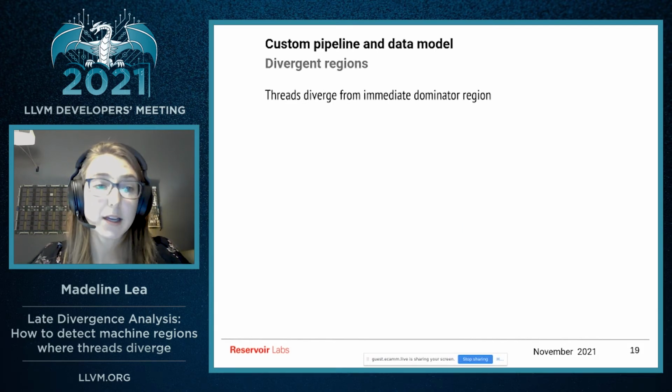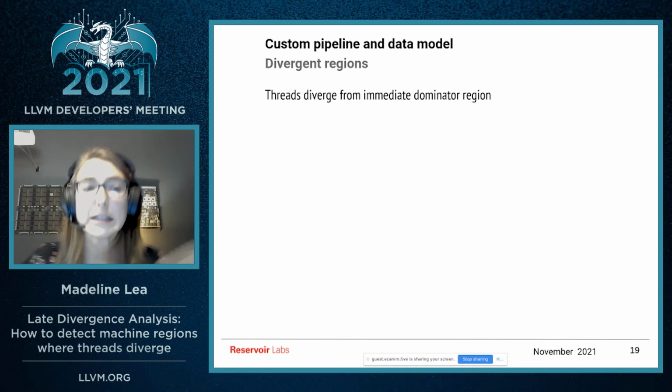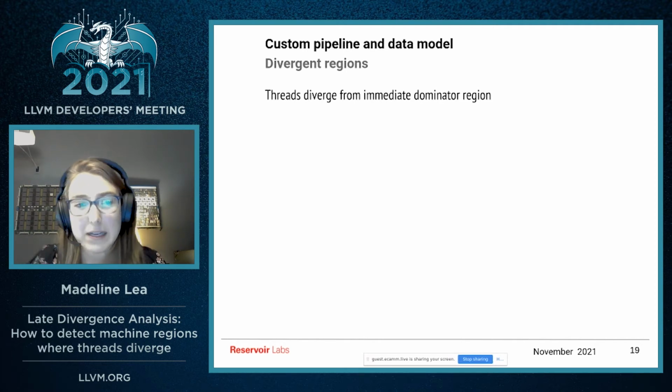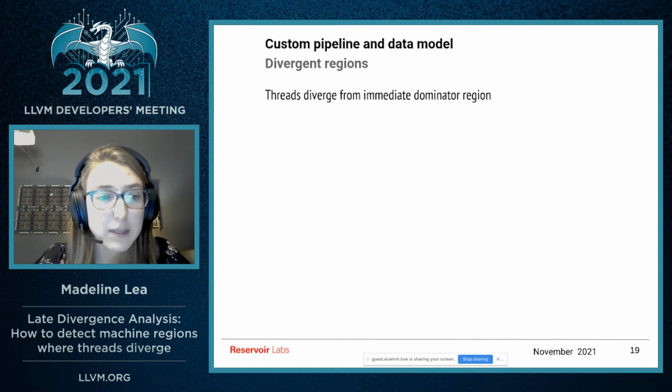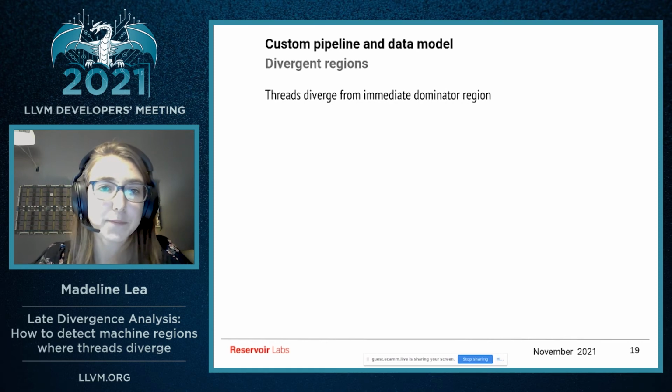So once we've identified these regions, we want to attach the divergence property to them. So we can define a divergent region as a region where the threads diverge from its immediate dominator region. So just like blocks have an immediate dominator, we can think about regions having them as well. And so a divergent region means that at the boundary of that region, there's a potential thread divergence.